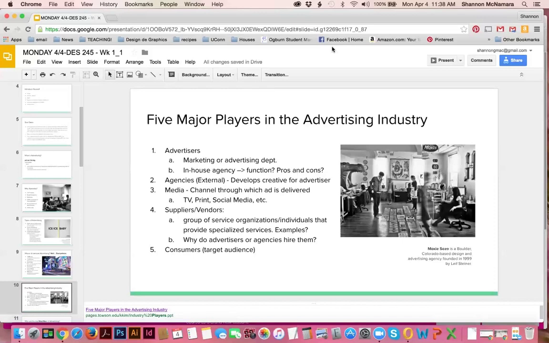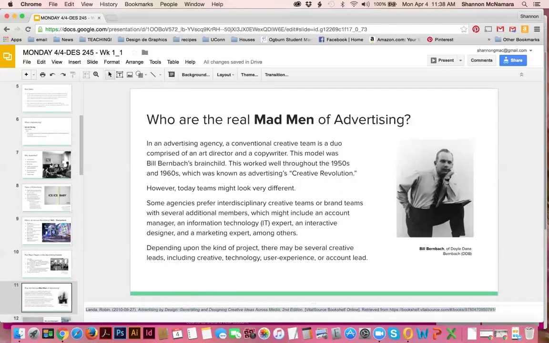And then the fifth player is consumers, your target audience. To an advertiser, those are probably the biggest player. They're the reason you're sitting there designing this ad and designing this campaign: it's for your target audience, for your consumer. So, who are the real Mad Men of advertising?